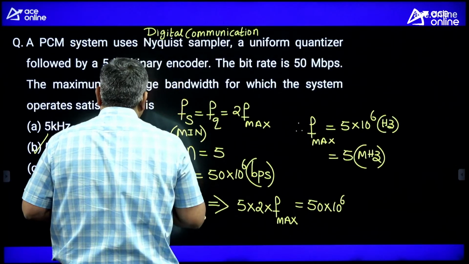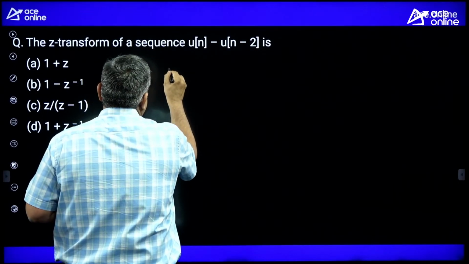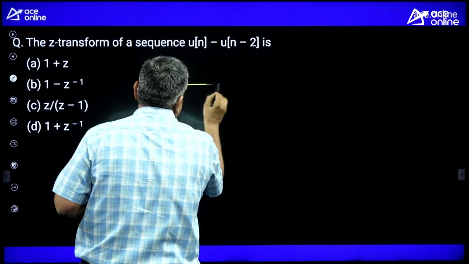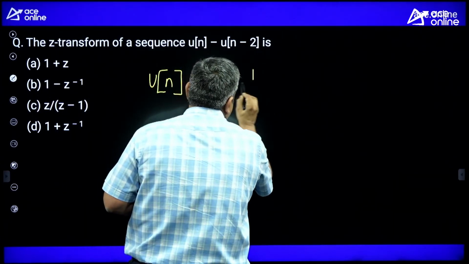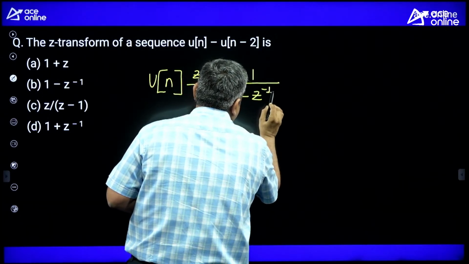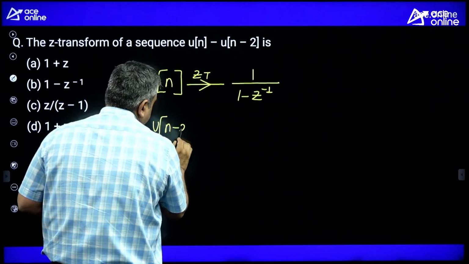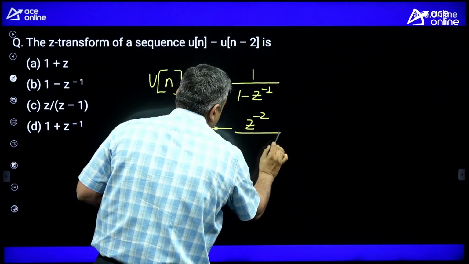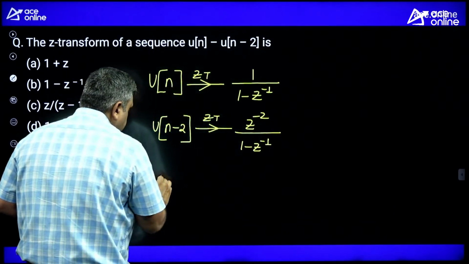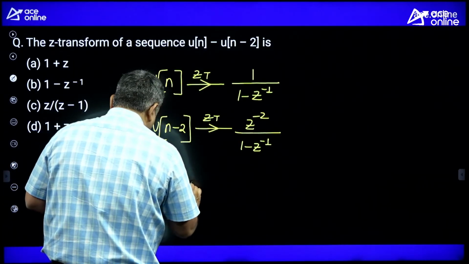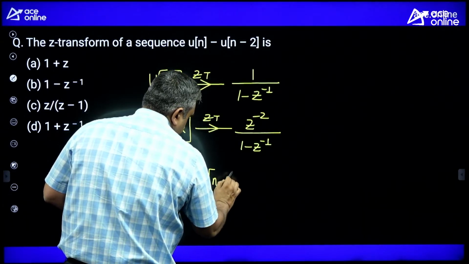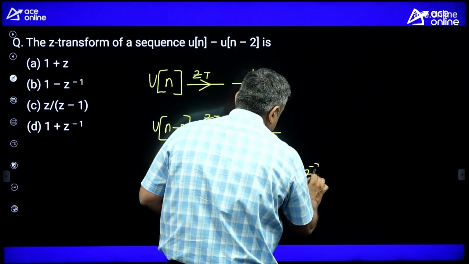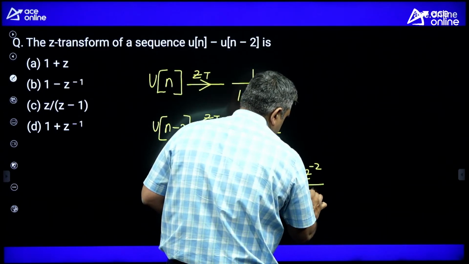So for u of n, the standard Z transformation is 1 by 1 minus Z inverse. And for u of n minus 2, the shifted version of the step sequence, the Z transformation will be Z power minus 2 by 1 minus Z inverse. So if you take the difference of these two sequences in time domain, u of n minus u of n minus 2, subtracting sequences in time is subtracting their transformations also. Then you will get 1 minus Z power minus 2 by 1 minus Z inverse.